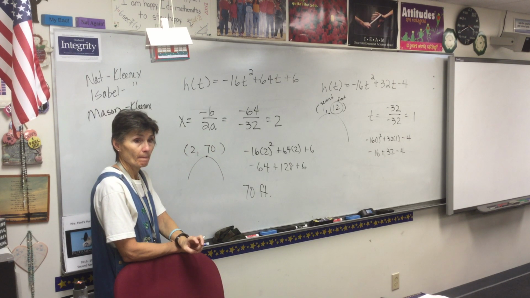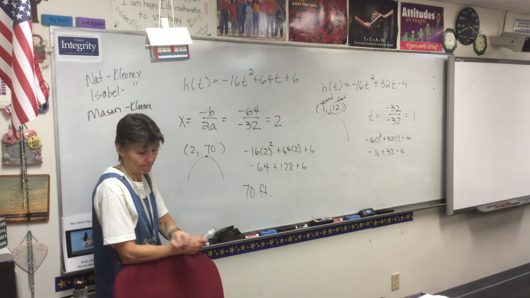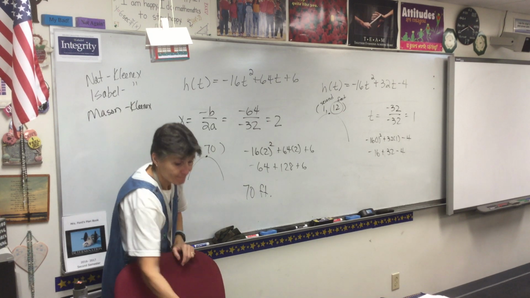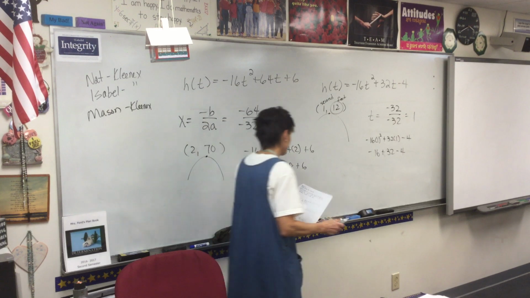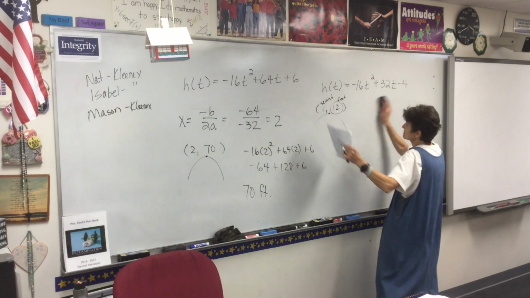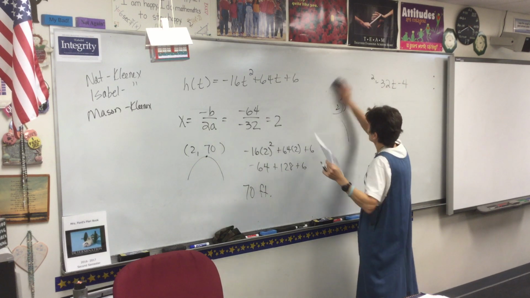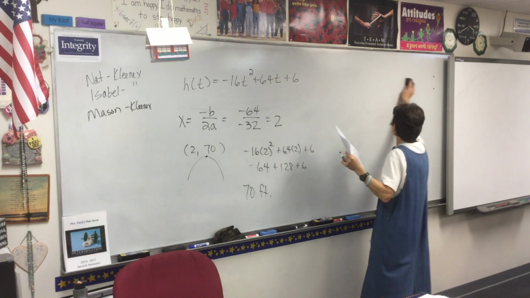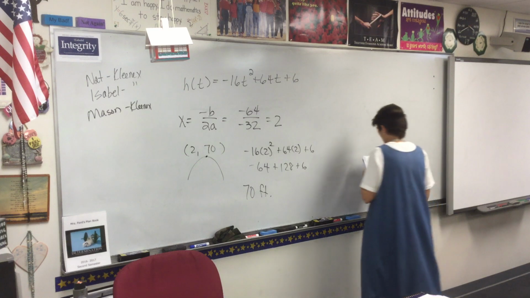How do you know it's always in seconds? Or will it say otherwise? Yeah. If it's not seconds, it will tell you. That negative 16 is an important number in physics, and it's feet per second.